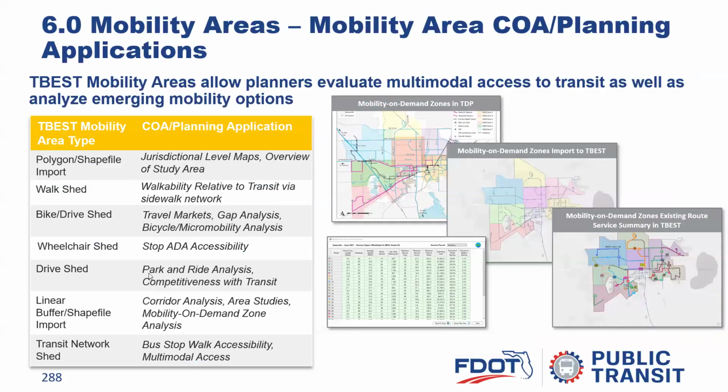All right, so just some mobility area or COA type planning applications that you can use for mobility areas, in terms of multimodal access to transit, as well as analyzing emerging mobility options. So we talked about the polygon or shapefile import, where you can define jurisdictional level maps or an overview of a study area. An example would be you have a service area, or maybe you're operating just within a specific county or a city, and you want to have the city maps, just like we showed the county map, plus an overview, which might be the population and employment inside of that study area.